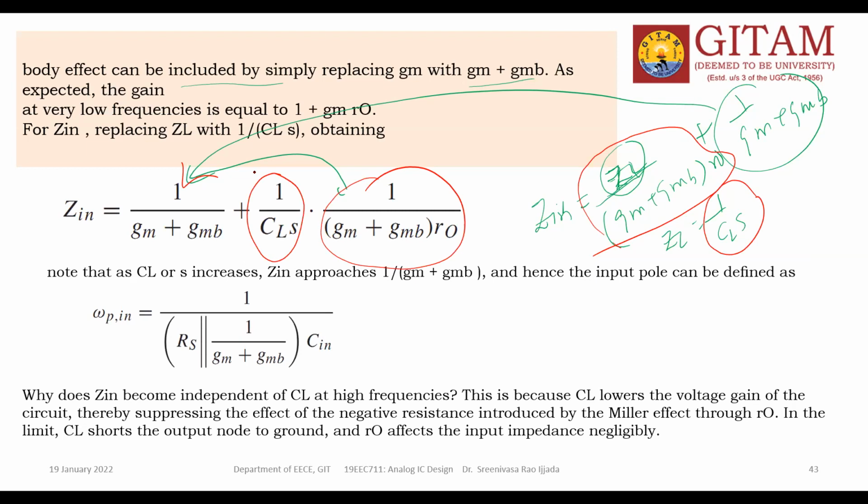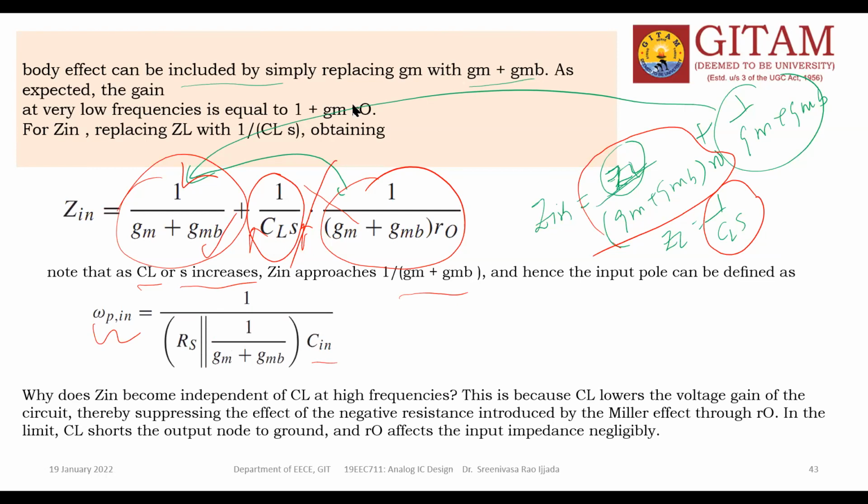So note that as CL or S increases, Zin approaches 1 by gm plus gmb. Suppose either CL increases or S increases, what happened? This becomes 0. 1 by a higher value is a very, very small value. Then Zin is equal to only this one. The input pole can be defined as 1 by Zin value, so RS parallel with this one into Cin, the input capacitance. Okay, understand this one?